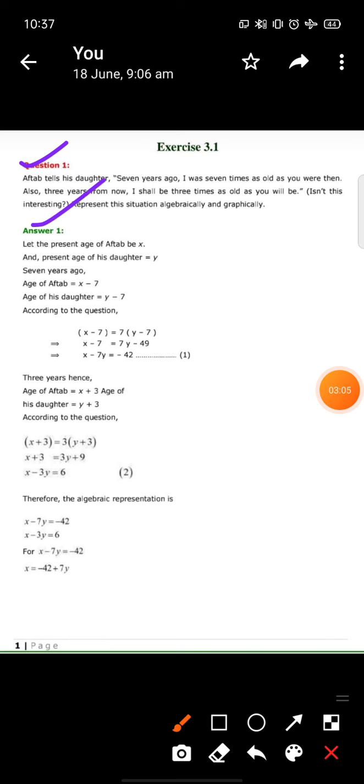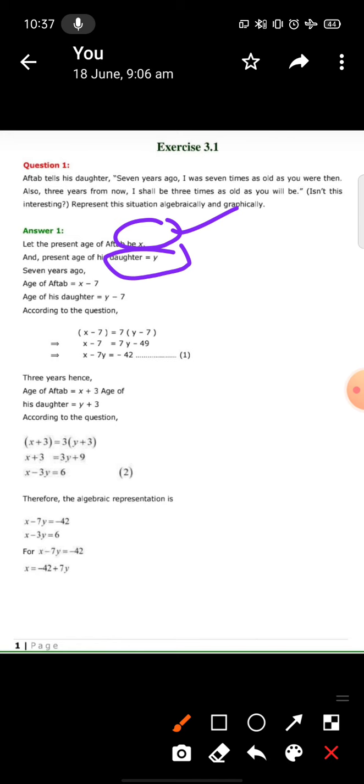First of all we have to assume the ages of both of them, because we do not know their present ages. So we assume that the present age of Aftab is x and the present age of his daughter is y. We are taking two different variables because they represent different things. That's why we took x and y. You can take a, b, x1, x2, y1, y2, anything by your own choice.